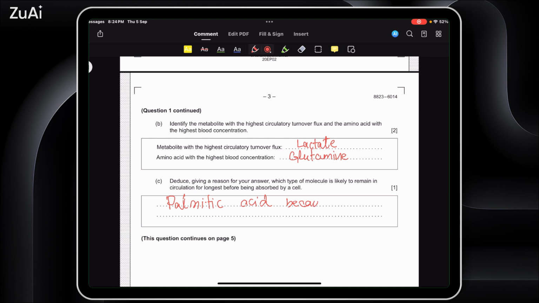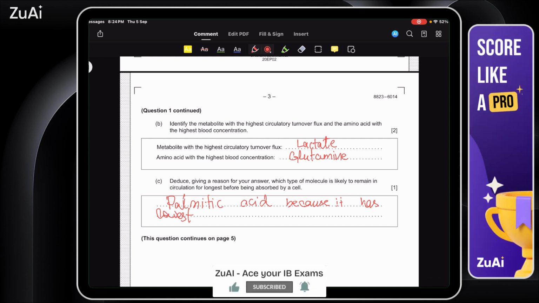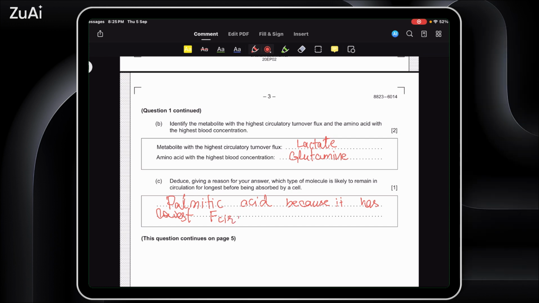because it has the lowest turnover flux with respect to blood concentration. That is the answer.